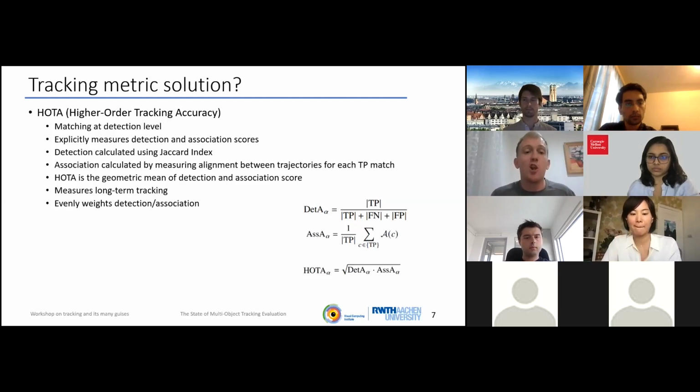So this is able to measure long-term tracking because the association score, this alignment, is able to measure long-term alignment over trajectories. And this explicitly evenly weights detection and association. This fixes a lot of problems of the previous metrics. So let's have a look at how this works in practice.